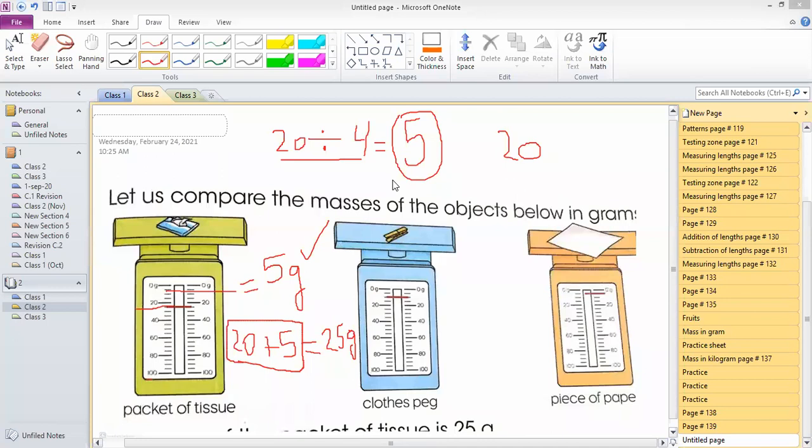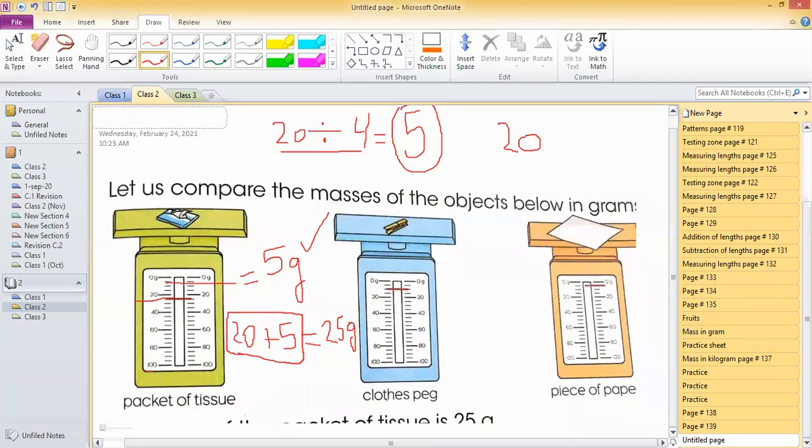That's very good. Now you will check the weight of this cloth peg. Look, this is between 0 and 20. Check how many lines are there. This is 5 and this is another 5. So 5 plus 5 is equal to 10. So this cloth peg is equal to 10 gram. How do you know? Because you know every interval is equal to 5 gram, and 5, 10. So this is equal to 10 gram.